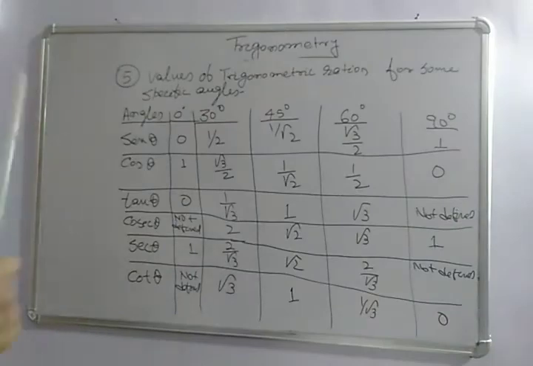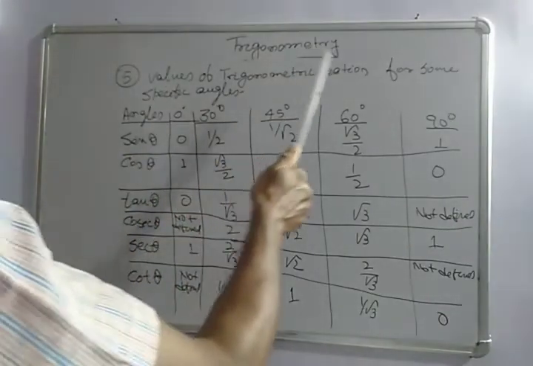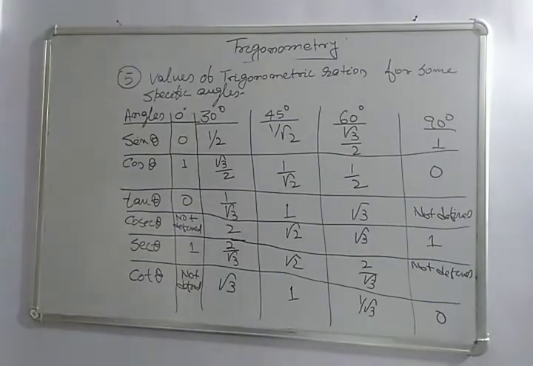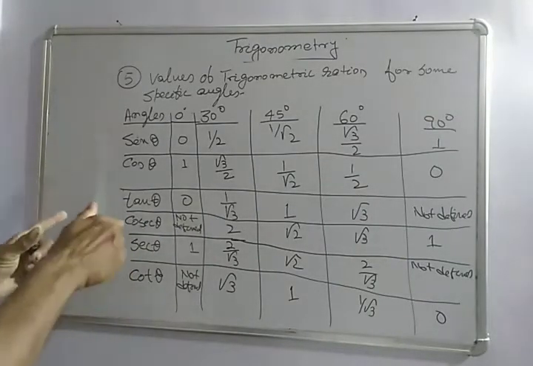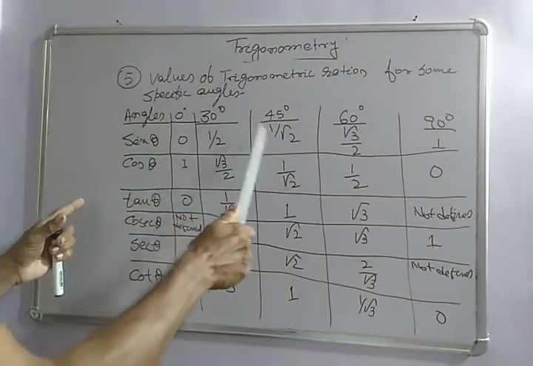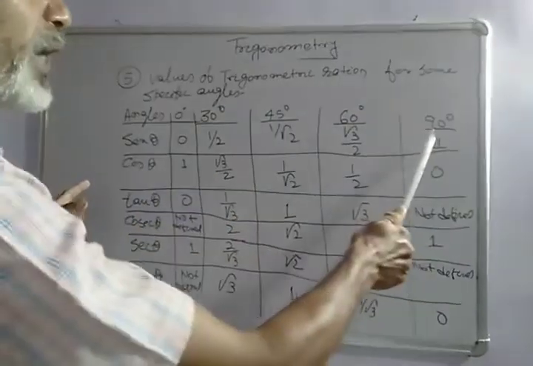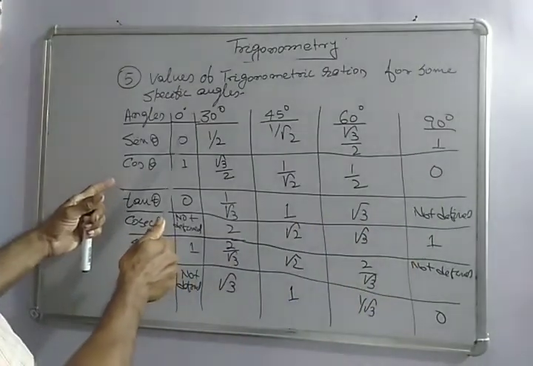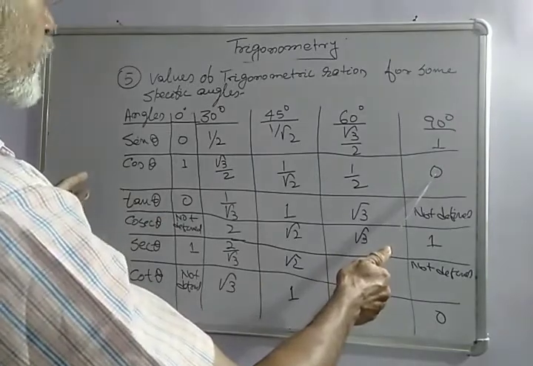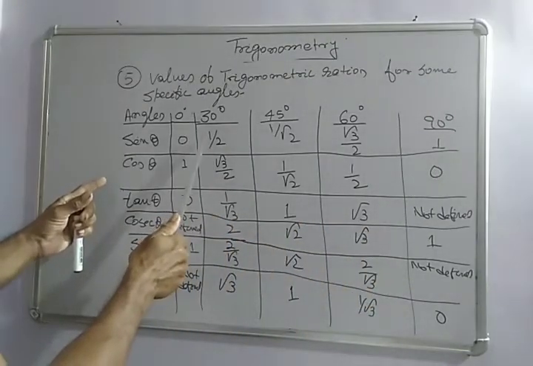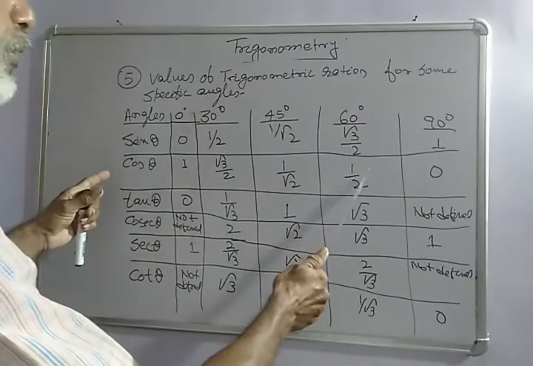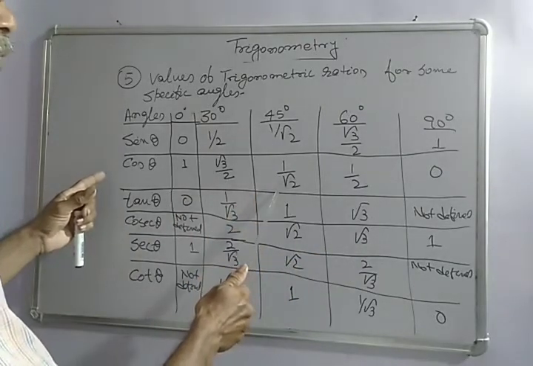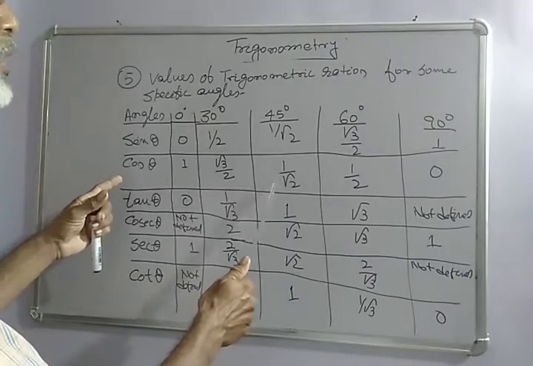So remember, 0, 30, 45 degree, 60 degree, 90 degree are the values of theta. To remember this, you have a trick. See here, sin theta is 0, 1 by 2, 1 by root 2, root 3 by 2 and 1. Similarly for cos theta, whatever the value of sin 0 is, that is the value of cos 90. Whatever the value of sin 30 is, that is the value of cos 60. And whatever the value of sin 45 is, we will get the same for cos 45.